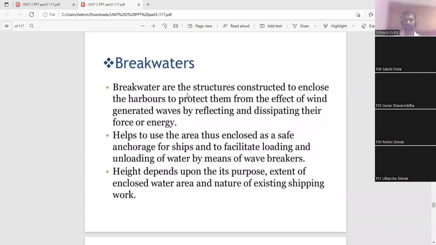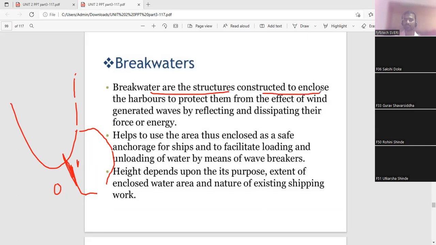Breakwaters are structures constructed to enclose the harbors. So when this is your land and you want to construct a harbor here, this is the breakwater structure, because it is breaking the water into inside water and outside water. Breakwaters are structures constructed to enclose harbors to protect them from the effect of wind generated waves. It is a place which is protected from the winds and dissipates their force of energy.